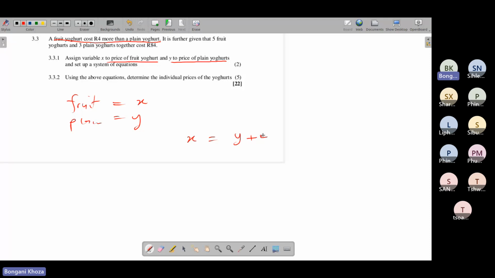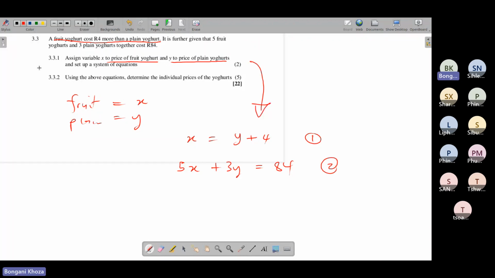Yes. All right. So from whatever price you have on plain yogurt, you add 4 rand. So that's the 4 rand more part. So this is our first equation. Second equation, we are told that if we're going to take 5 fruit yogurts and 3 plain yogurts together, we're going to get that to be 84 rand. So if I take 5 fruit yogurts and 3 plain yogurts together, I'm going to get 84 rand. That's my second equation.